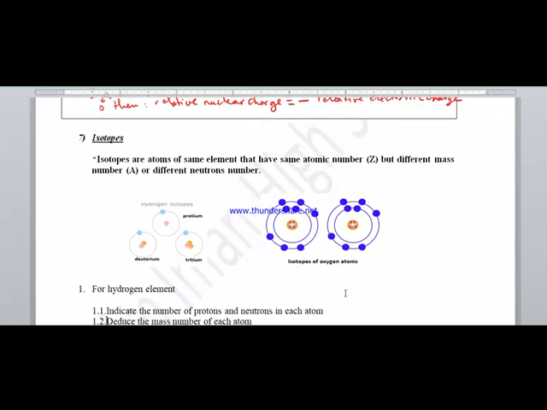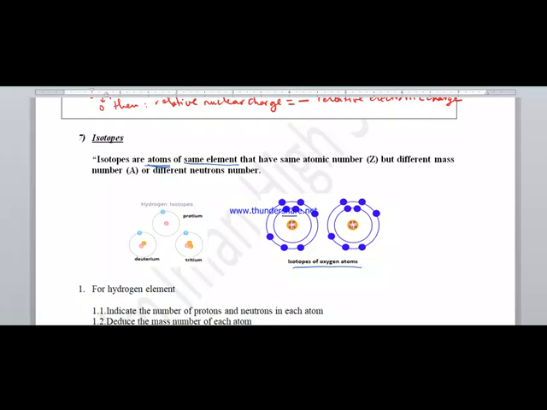The last point in this chapter is about isotopes. Isotopes are atoms of the same element. Some elements exist in different forms. Isotopes are atoms of the same element in different forms. For example, in this figure, we have two isotopes of oxygen, two different forms of oxygen.